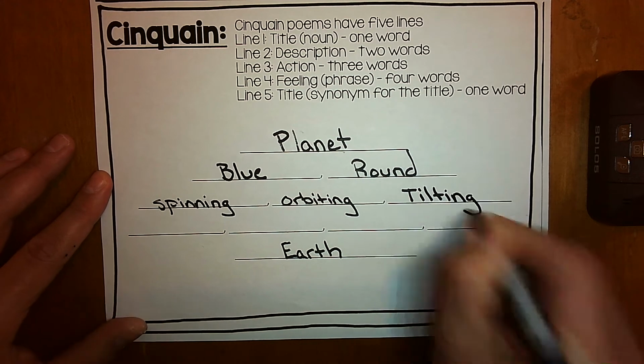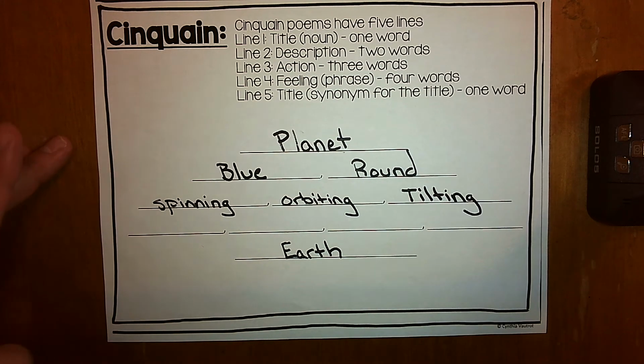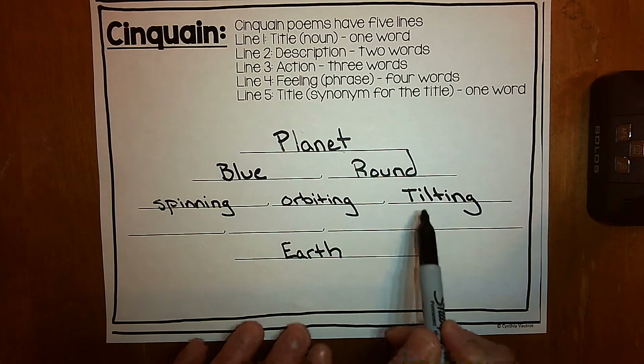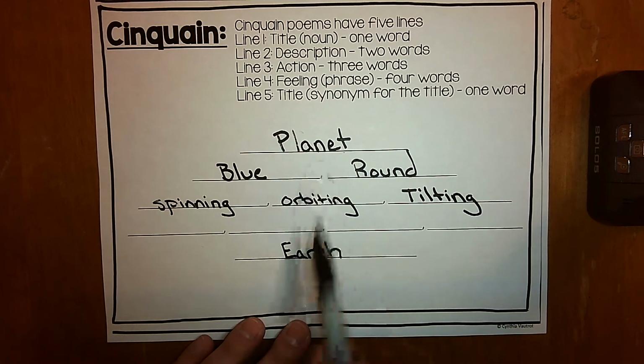So you are exploring this a little bit. It is tilting. And that's why we have our seasons. That's why it's hot in the summer and it's cooler in the winter. It is not because Earth is closer to the sun in the summer. It is because Earth is at a tilt. So let's read as I go.